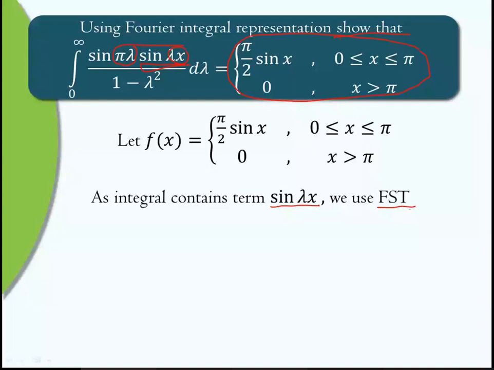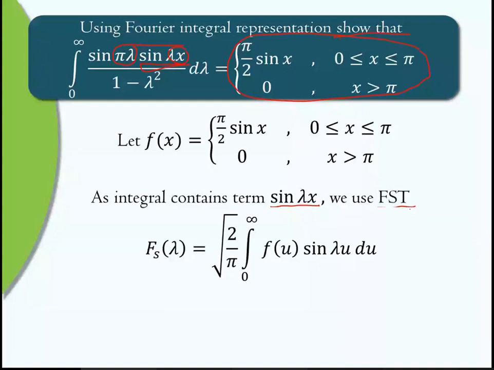So the standard formula is Fs of lambda is equal to square root of 2 by pi, integral 0 to infinity, f of u sine lambda u du. Now we have to put in this value f of u. Instead of x, we have u, so wherever x is there, replace it by u. But here the function takes different values depending on the interval. Because of that, we have to split this integration from 0 to infinity into intervals.